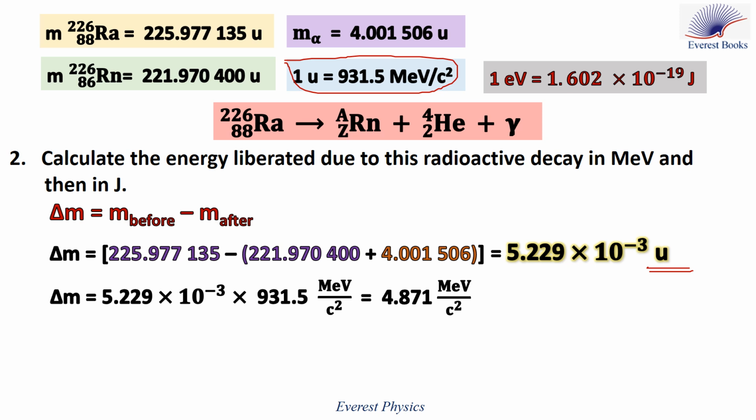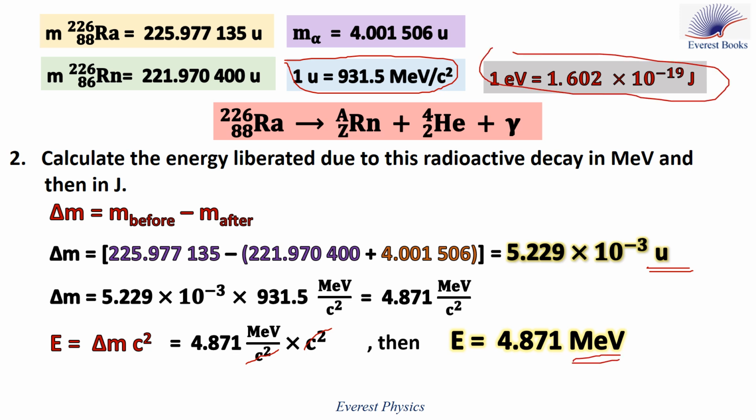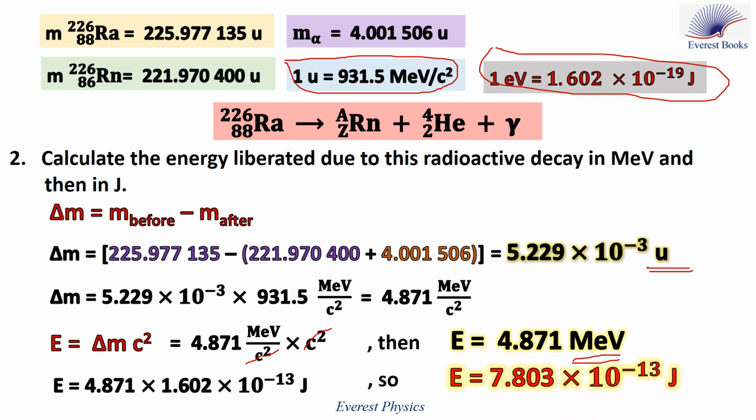Now let's use Einstein's equation to calculate the liberated energy. Now c squared is cancelled. Then we get 4.871 mega electron volts. Finally, let's convert this unit to joules. We're going to use this equation. So the answer is 7.803 times 10 to the power minus 13 joules.